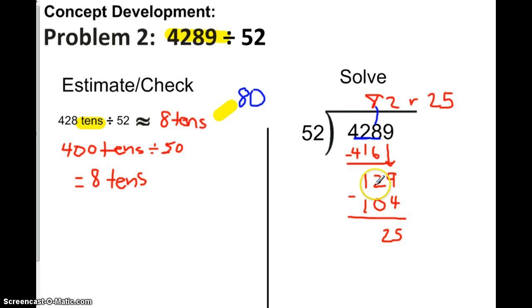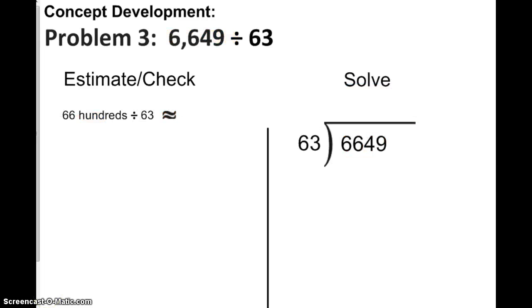I subtract, I got 12, I bring down my 9. 129 divided by 52 is 2. I multiply 2 times 52, I get 104. I subtract that from 129 and I get 25. Can I divide 25 by 52? No, so that's my remainder. So that's my answer. And then what you need to do is go back and check and make sure that I am correct. Okay? And go ahead and do that and then come back.